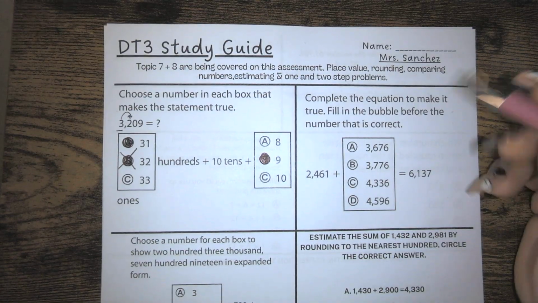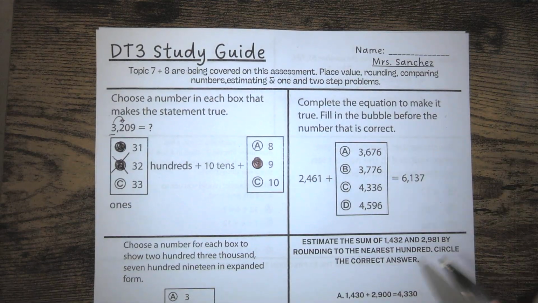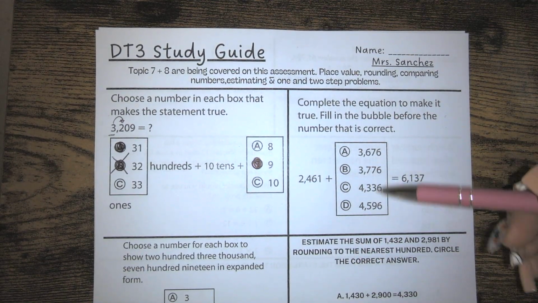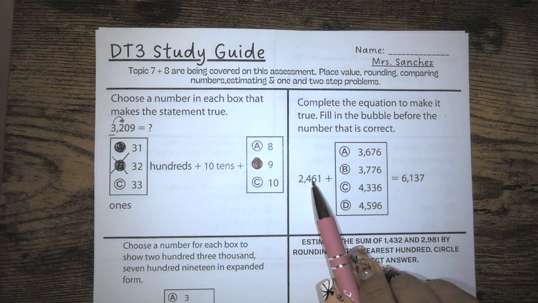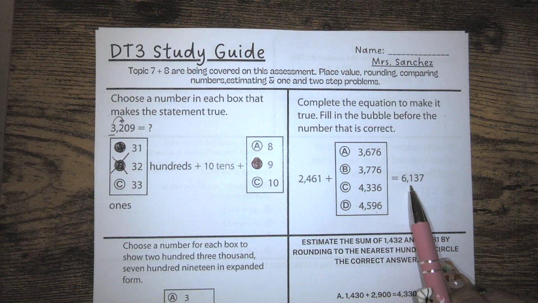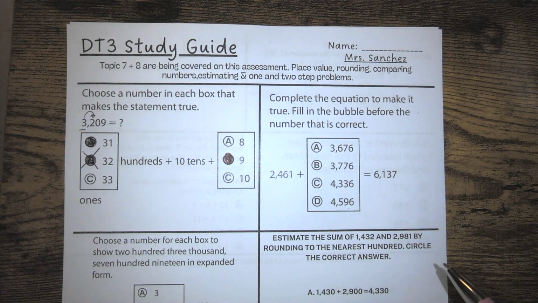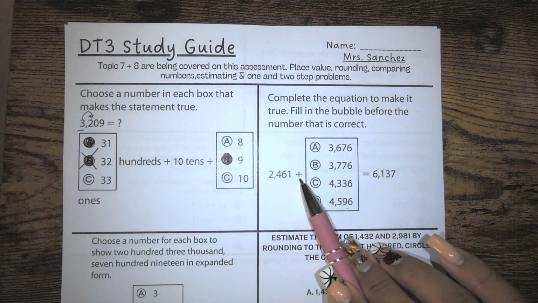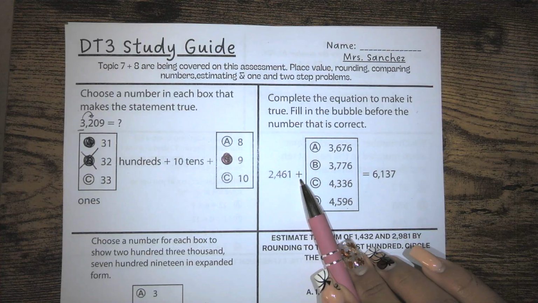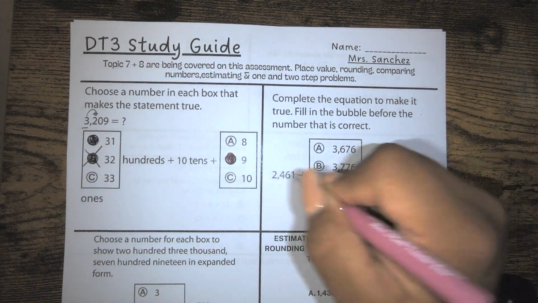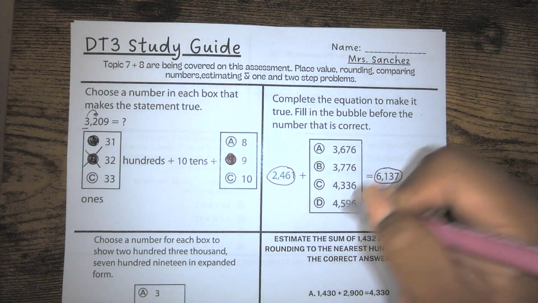Here we go. Complete the equation to make it true. Fill in the bubble before the number that is correct. So this number plus this number should equal this number. Okay? Now, I'm not going to waste time. I'm going to use the inverse operation. What is the opposite of addition? Subtraction. So I'm going to take my total and subtract the number they already give me, and it's going to give me the answer here.